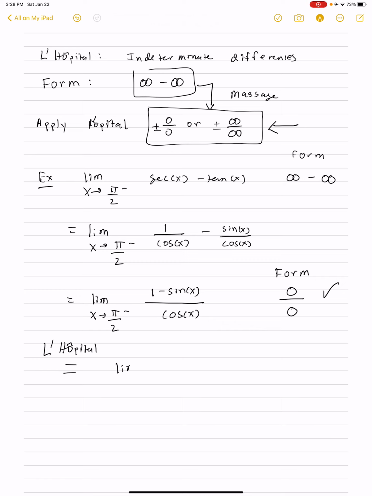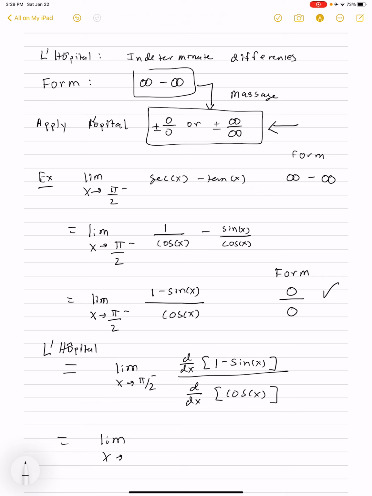So we're going to take the limit as x goes to pi over 2 of the derivative of the top, 1 minus sine of x, divided by the derivative of the bottom, the derivative of cosine of x. This is going to give us, well, the derivative of the top is going to be negative cosine of x. The derivative of the bottom is going to be minus sine of x.